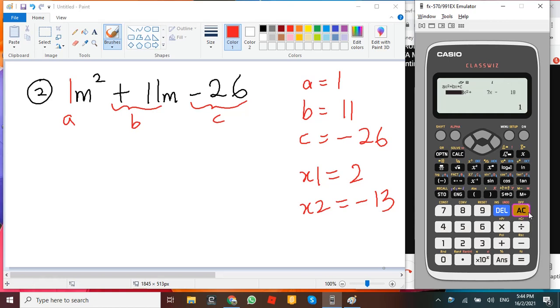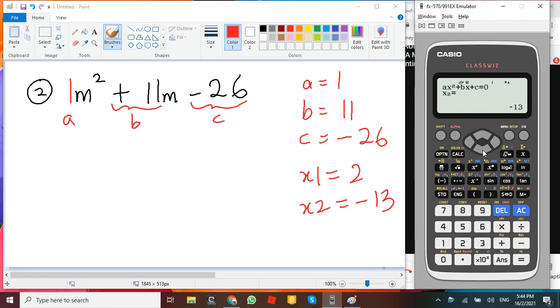Another calculator. Okay, you can press menu here. You can go up or down, whatever. But you choose equation function, press equal, and then press number 2 for polynomial. Degree also 2. Okay, so the value of a is 1 equal, b 11 equal, and c negative 26 equal. Okay, and then press equal again to get the answer. X1 equal to 2, and then x2 equal to negative 13.